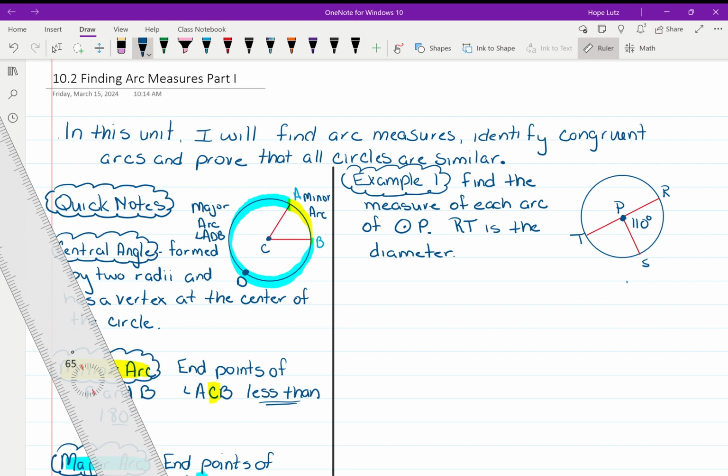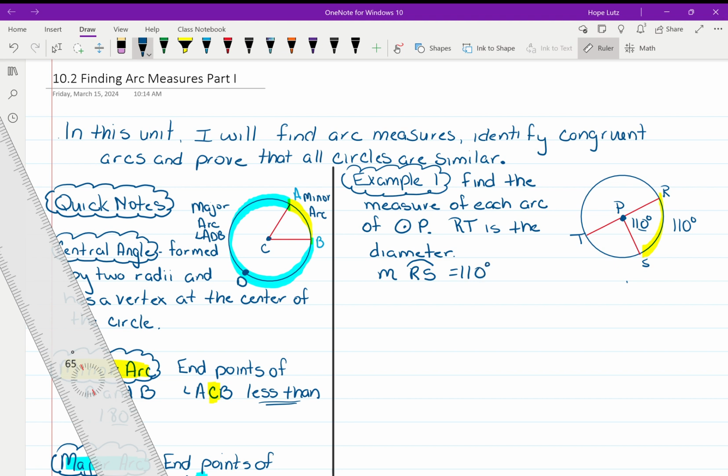All right, so to find the measure of a minor arc, we're looking at something that's less than 180, which they've given us one, so I'm going to make this yellow right here. The rule is that it is the same measure as what your angle is. So if this is 110, then the arc is going to be 110 degrees. So we would say the measure of arc RS, and you draw a little curve over it because it means arc, equals 110 degrees.